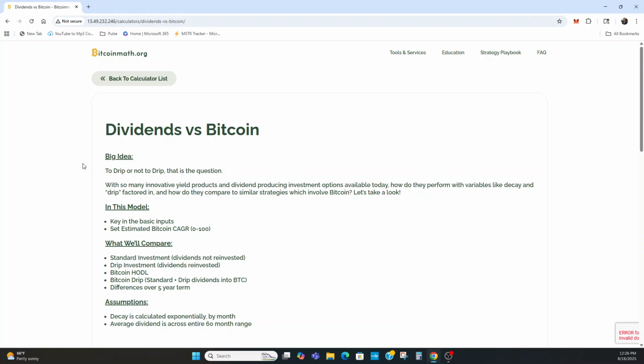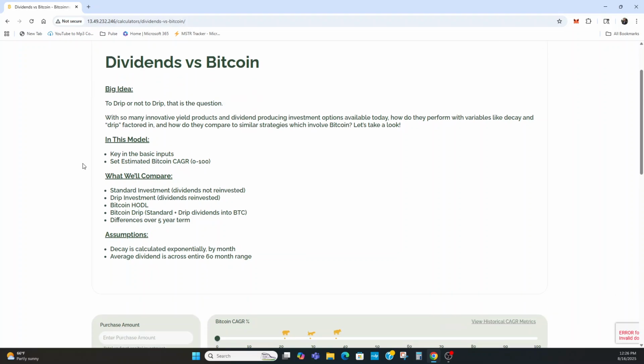But instead of just hypothetically talking about what's a better strategy or what would perform better, well, what if we just use some math and we looked at a few different scenarios? And that's what this calculator aims to do. So what we're going to look at is really 4 different outputs based on a couple basic inputs.